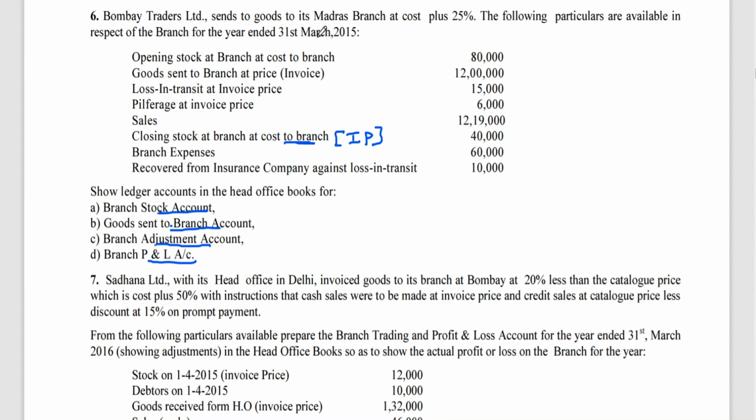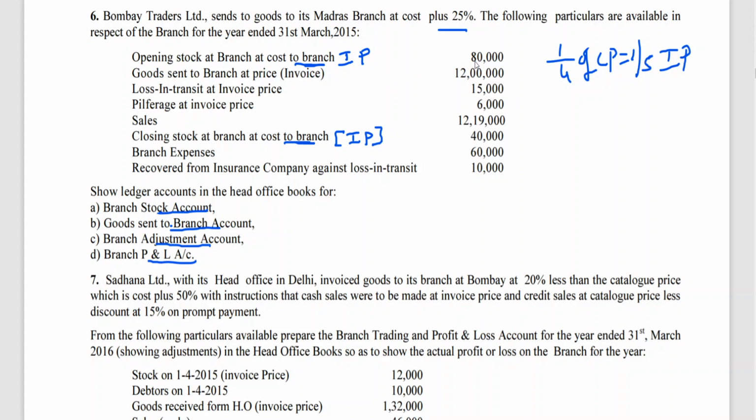So the Bombay trader sends goods to its Madras branch at cost plus 25%. Every piece of information is given at invoice price. Opening stock at branch at cost to branch is nothing but invoice price; cost to branch is nothing but selling price for head office. So everything is at invoice price, but the percentage is given on cost price. So I can write 1/4 of CP is equal to 1/5 of IP, invoice price, or SP.